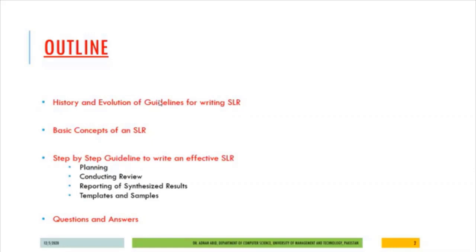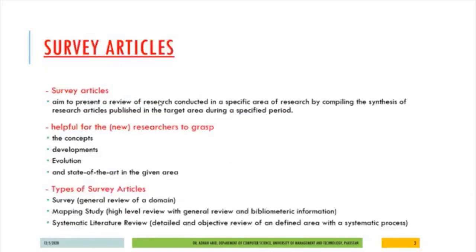So I'll start with some brief history and evolution of guidelines for writing structured literature review. In this section, we'll also discuss what exactly the review articles are. And then some basic concepts, or the workflow that is used to write a structured literature review, from this point onwards, I'll call it SLR. And then the step-by-step guide with some examples and templates will be shared with you. And in the end, we'll have a question answer session.